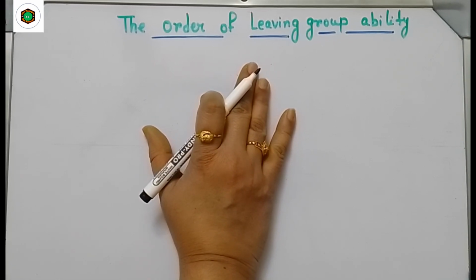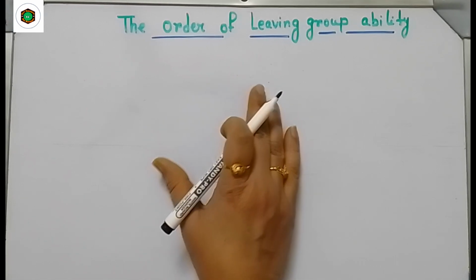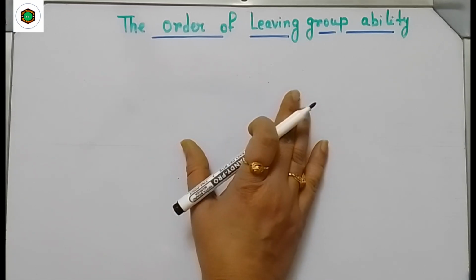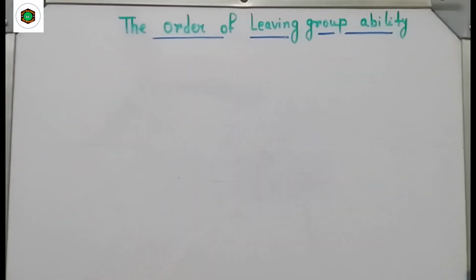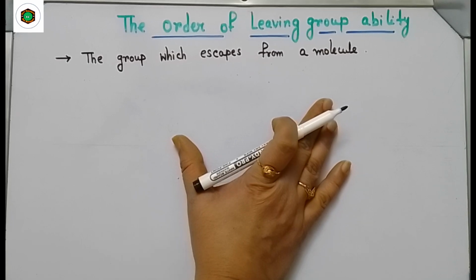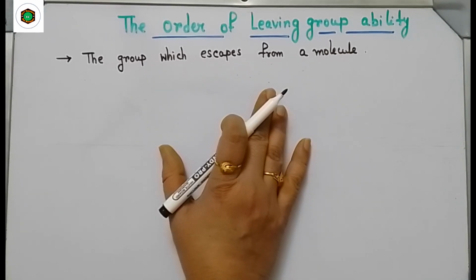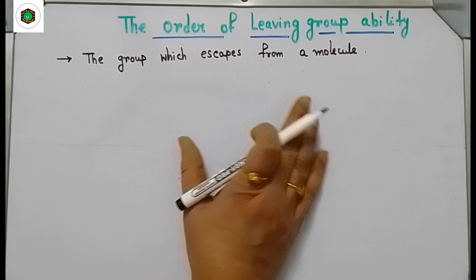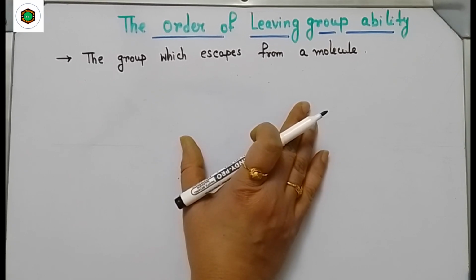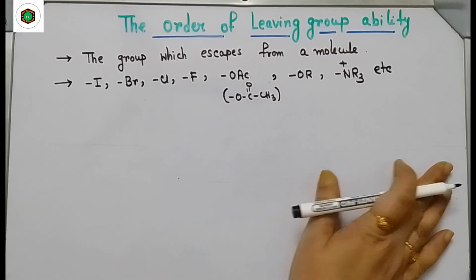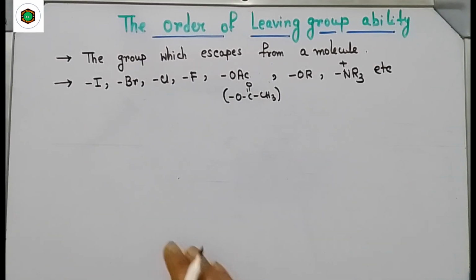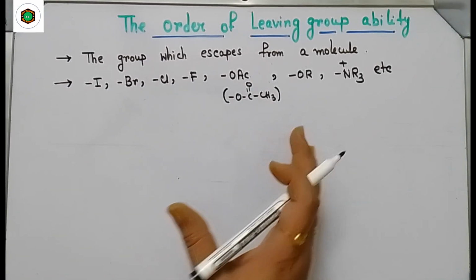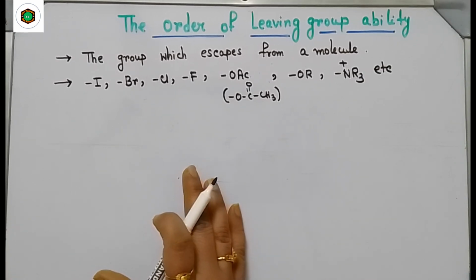In this lecture, I am going to explain the order of leaving group ability of some species. So first we should know what is a leaving group. On approach of a nucleophile, the group which escapes from a molecule is called a leaving group. Examples of some leaving groups are these. Many other leaving groups are also possible. Some leaving groups are poor leaving groups, some are good leaving groups.